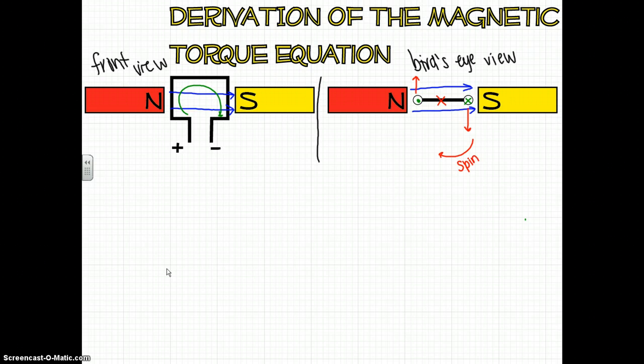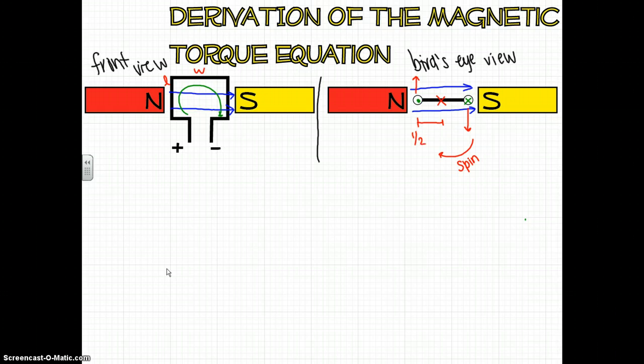Now, if we go back over to the other picture, what we will recognize is that we have a width of wire and we have a length of wire traveling up and down. Now, if we go back to the bird's eye view, what we will recognize is that the lever arm in this case is actually half of the width of the wire, or of the loop.